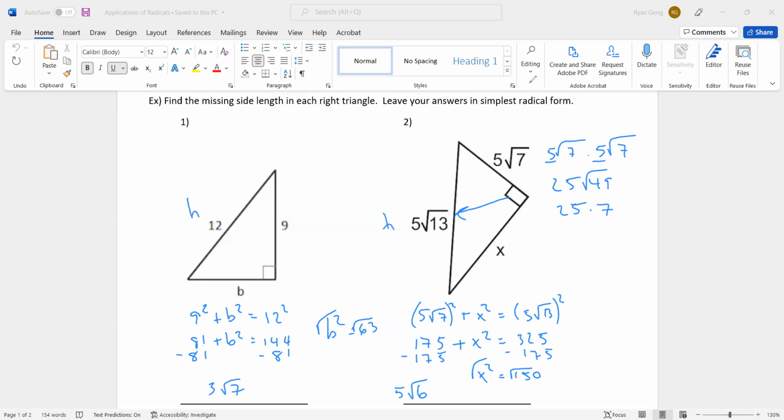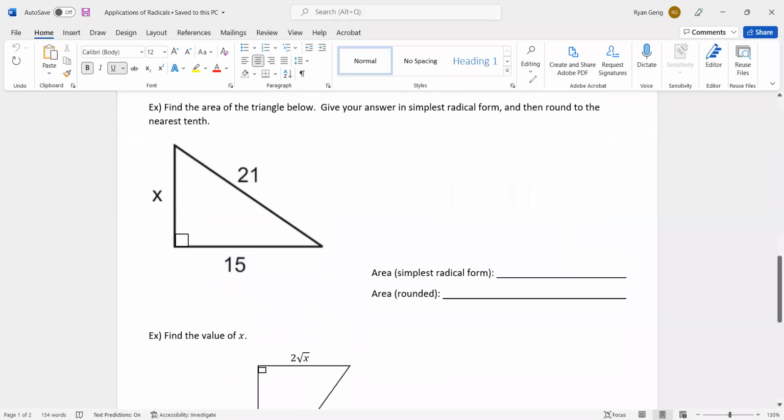On the back, notice it says find the area of the triangle below. To get the area of a triangle, you have to do 1/2 base times height. Well, the base and the height are always perpendicular to each other. Perpendicular means they meet at a right angle. So my base and my height are 15 and x.